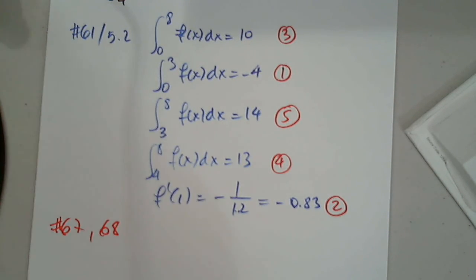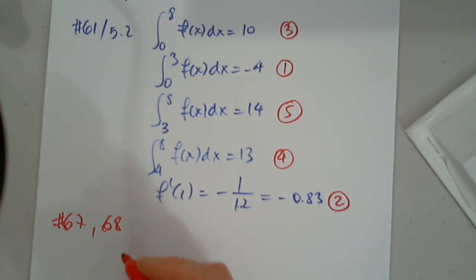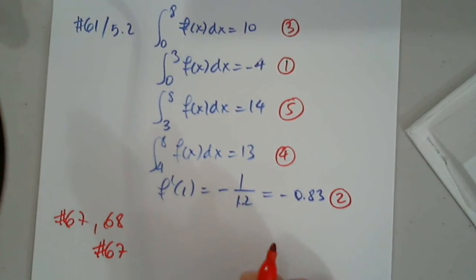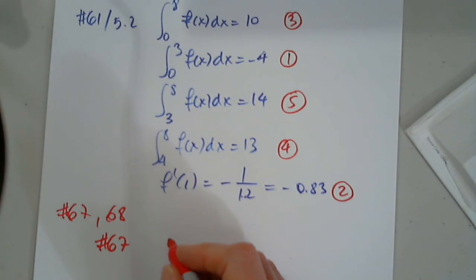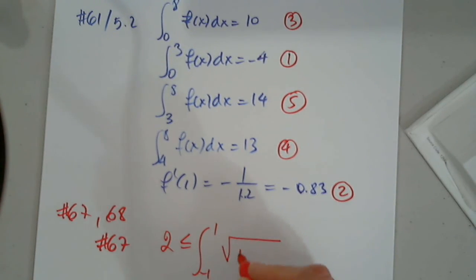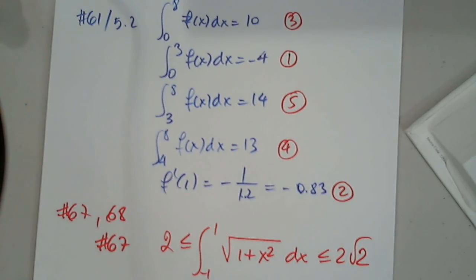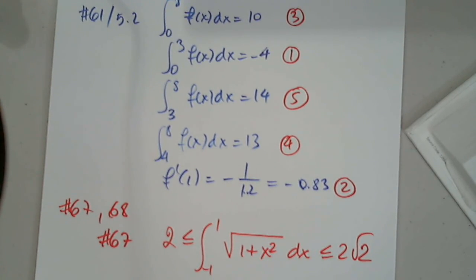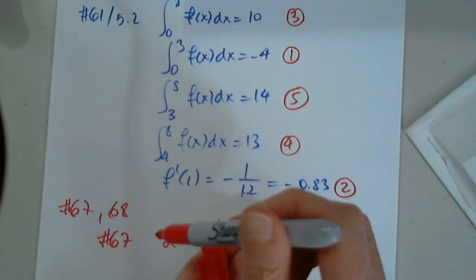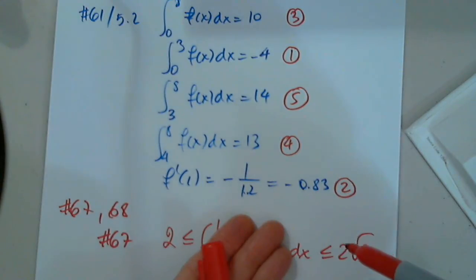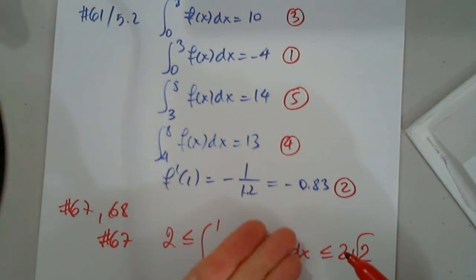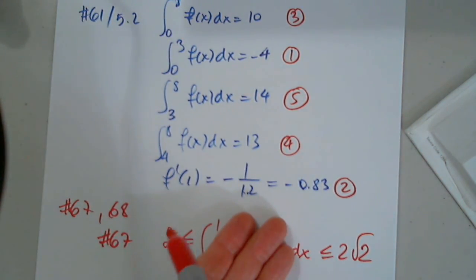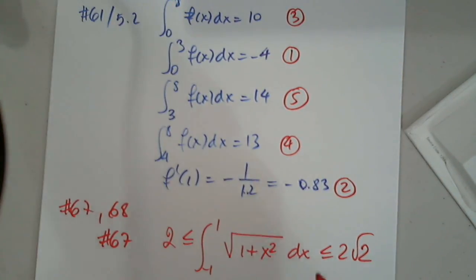Okay, so for 68 we have, let's start with 67. Let me copy 67 first. So we have 2 less than or equal to the integral from negative 1 to 1 of the square root of 1 plus x squared dx. And they say we have to show that this integral is a number between this and this. We cannot calculate this exactly. We just have to show that it's a number between this and this.